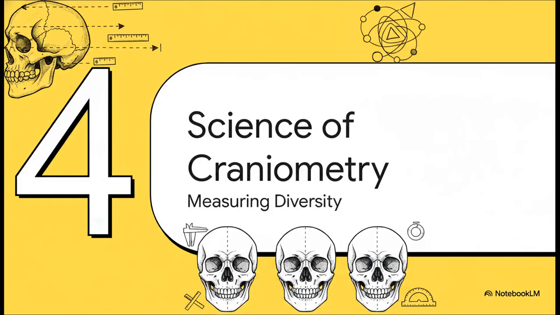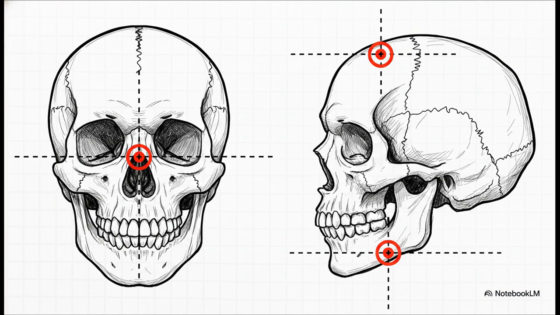Moving on to Section 4, the science of craniometry. Let's look at the actual toolkit used to measure the skeletal diversity. So craniometry relies on a sort of universal map of the skull. The cranium itself is made up of distinct bones. You've got the frontal, parietal, occipital, temporal, maxilla, and the mandible.